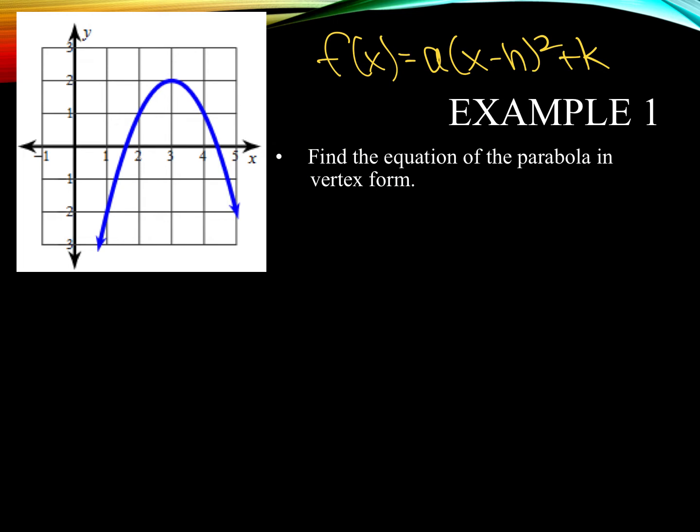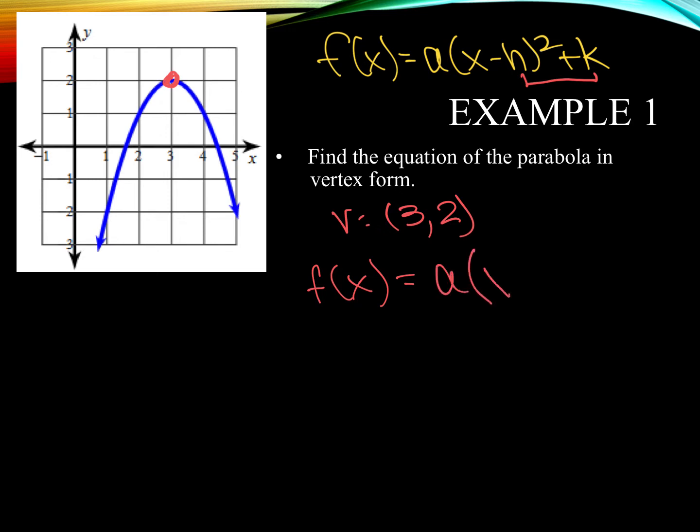So to start off with, it says find the equation of the parabola in vertex form. Well, the nice thing about vertex form is all I have to do is look at my graph and find my vertex. So here I can see that my vertex is the coordinate point 3, 2. So the first thing I'm going to do is plug that vertex into my equation. Remember, h and k are the coordinates, h being the x coordinate, k being the y coordinate. So I have a times a quantity of x minus 3 plus 2. So it's starting to take shape. Oops, and this is squared.